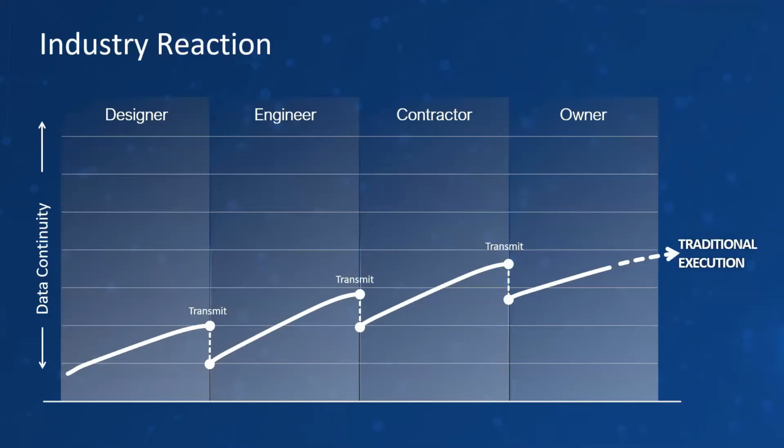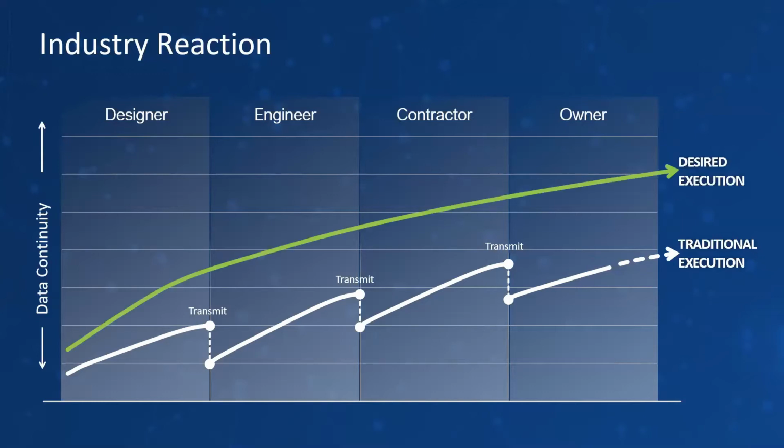To address these challenges, we've seen a shift in the industry when it comes to project execution. We have the industry reaction chart here. This is the traditional execution. From the designer up to the owner, somehow upon transmitting the data, there have been losses. What we want is the desired execution. From the designer up to the owner, we have data continuity, and we can access the files in real time.